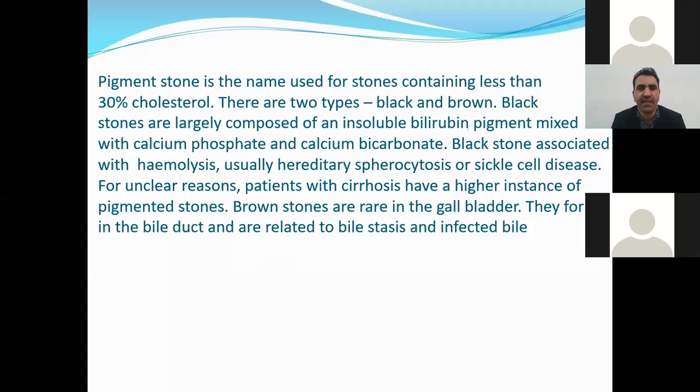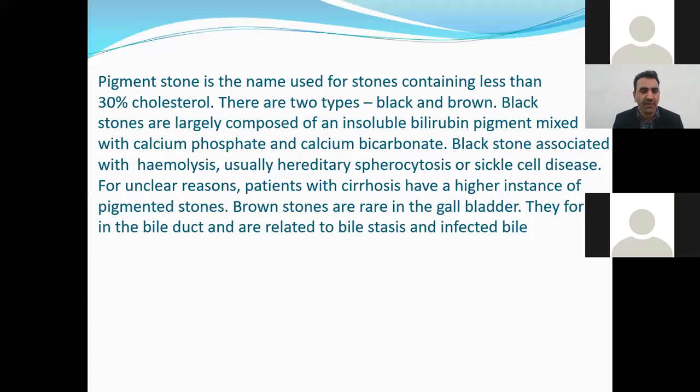Pigmented stone is the name used for stones containing less cholesterol. There are two types, either black or brown. Black stones are largely composed of insoluble bilirubin pigment mixed with calcium phosphate and calcium bicarbonate. Black stones are associated with chronic hemolysis like hereditary spherocytosis, sickle cell disease, or thalassemia, which is common in our locality. Patients with cirrhosis have a higher incidence of pigmented stones for unknown reasons.